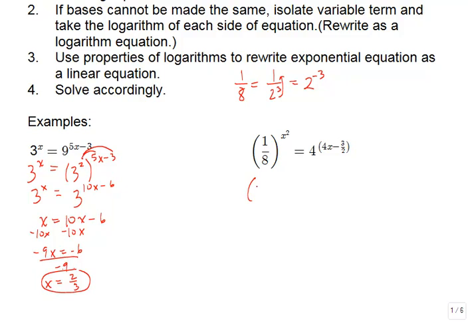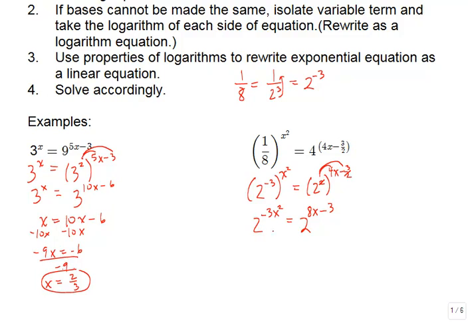So let's substitute in 2 to the -3 for the base on the left side, and let's substitute in for this 4 a 2 squared. So now we've forced the two bases on the left and the right to be the same, base 2. Now let's simplify. We have a power to a power, so we're going to multiply, and we get 2 to the -3x squared. And on the right side, we also have a power to a power, but we do need to distribute. So this is going to become 2 to the 8x minus 2 times 3 halves. The 2's are going to cancel, just giving you that 3.